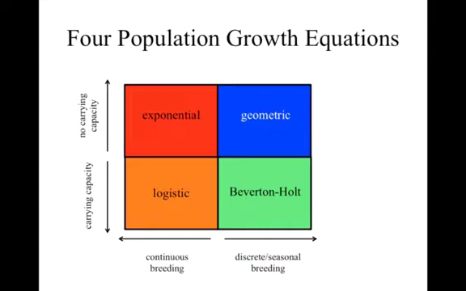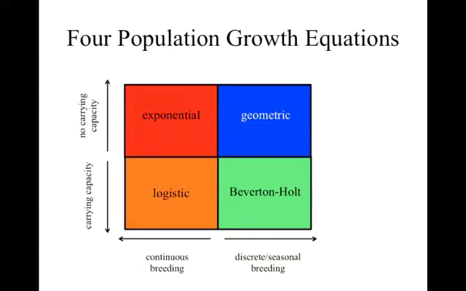The other dichotomy is the type of breeding. So when you have continuous breeding, that's when you use the warm colors. You use exponential or logistic growth. So that's things like humans, mosquitoes, cockroaches, where they're just always breeding all the time. There's always newborns around at any time of the day, any time of the year. They're just always there. Discrete or seasonal breeding, I've used cool colors, so blue and green. That's when you use geometric or Beverton-Holt models.